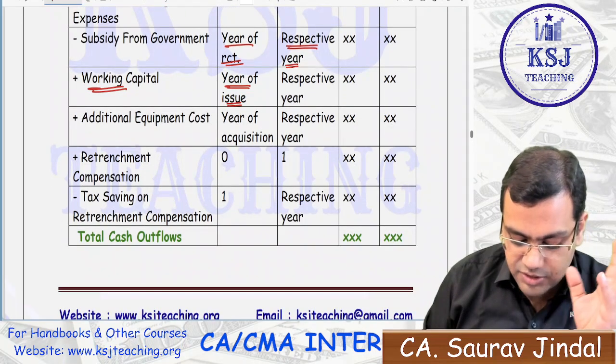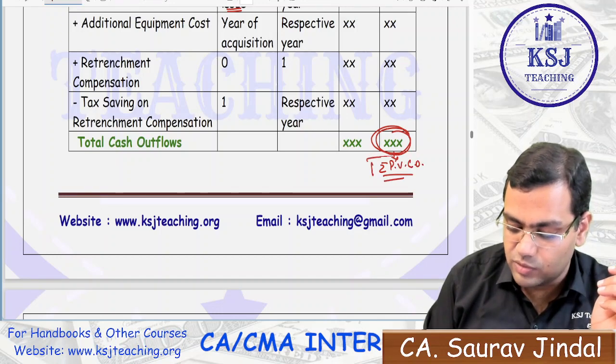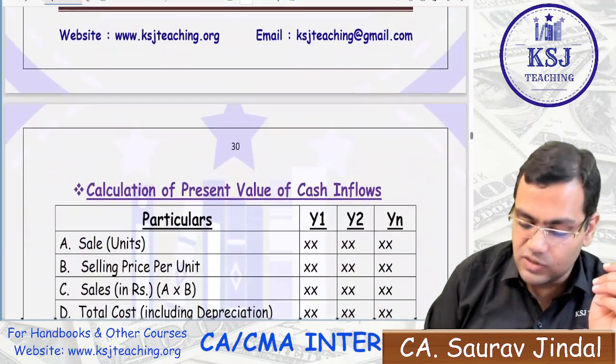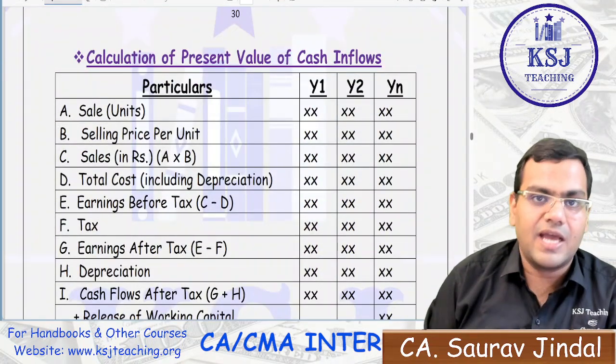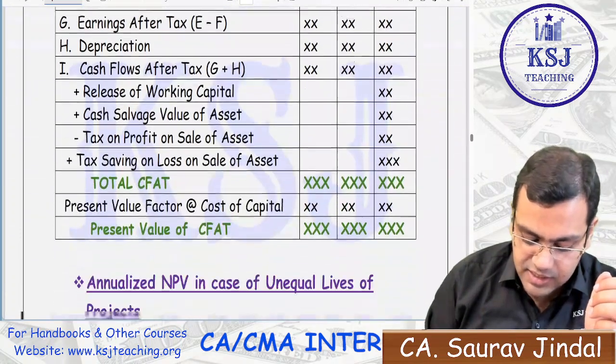Additional equipment, retrenchment, total outflows. So this will be what? This will be the sum of present value of cash outflows. This will be the sum total of present value of cash inflows. Similarly, the statement of cash inflows, the CFAT statement, this is what? The CFAT statement that we have already discussed, right?